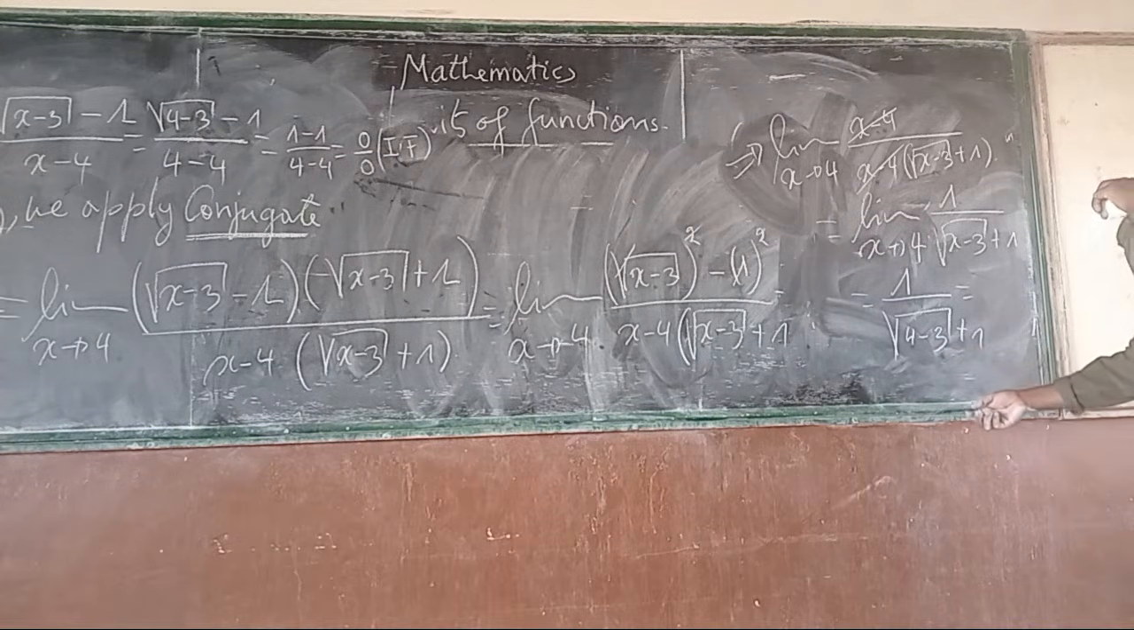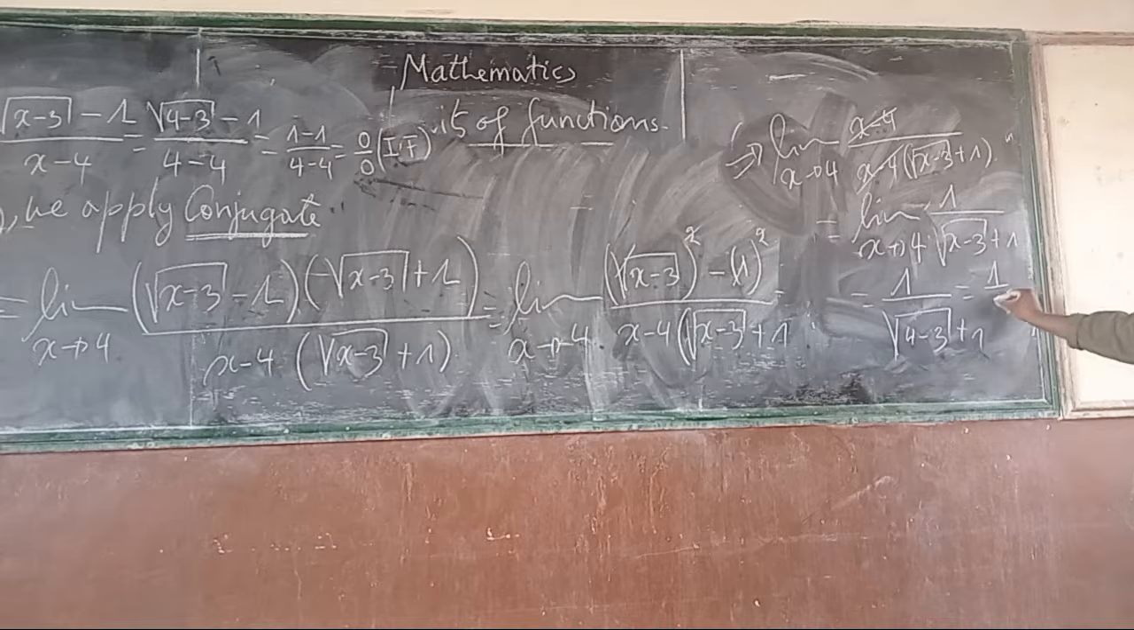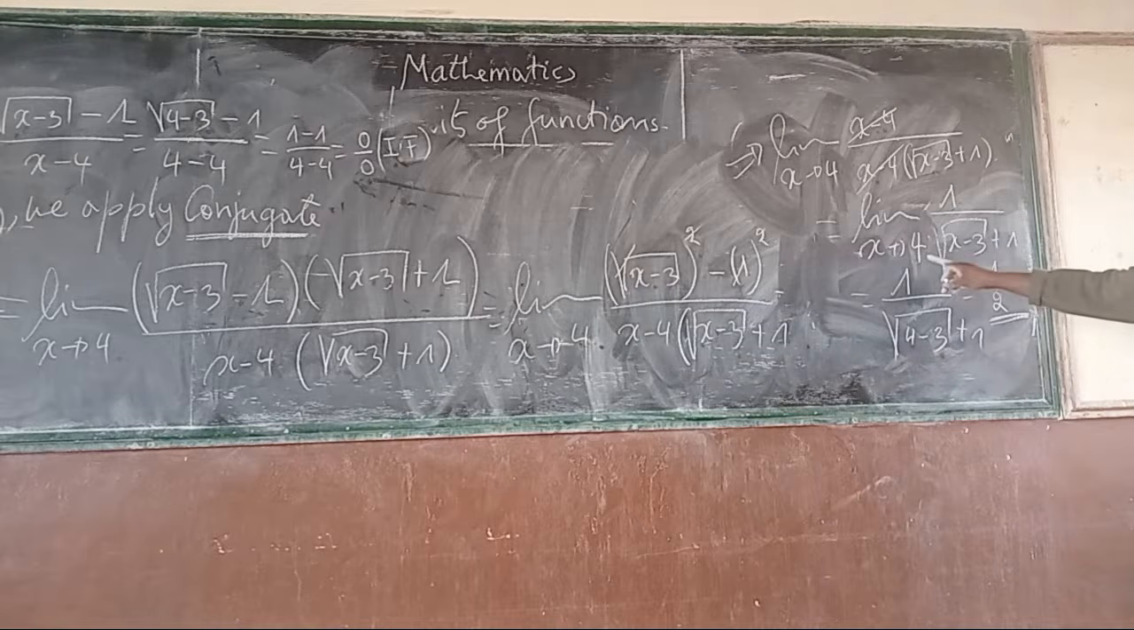Square root of 1 is equal to 1. You get 1 here positive, another 1. You get 1 out of 2 as the maximum value of your given function where x approaches 4.